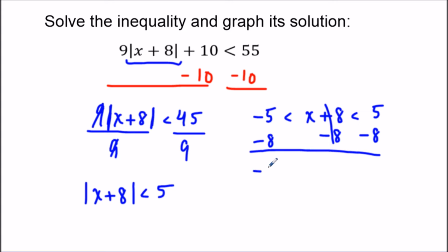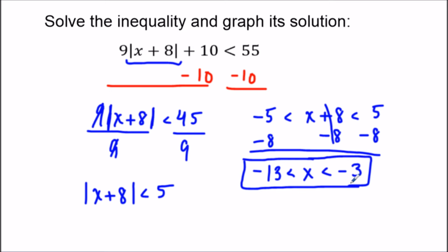And we'll have our solution that negative 13 is less than x, which is less than negative 3, when we do 5 minus 8. Now, in words, this means that x has to be between negative 13 and negative 3, but not including those numbers.